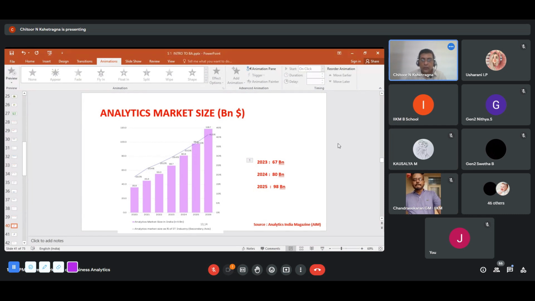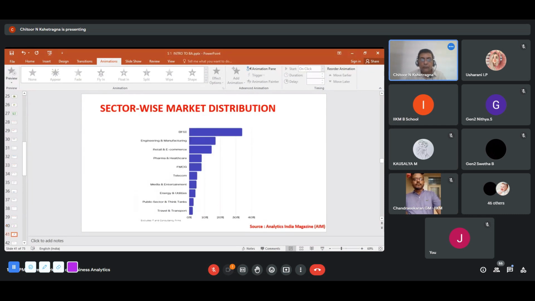Very decisive. On the other side, you might be wondering, this is again Analytics India Magazine. This is 2021-22. They were talking about who is using analytics in a big way. Of course, BFSI, banking, financial services, insurance, engineering and manufacturing. BFSI is almost 36, 38%. Engineering is around 18, 19%. Retail and e-commerce like Amazon, Flipkart, Dunzo, Uber, Ola, all of them are almost around 24%, right? And then others follow. Travel and transport is the lowest, right?